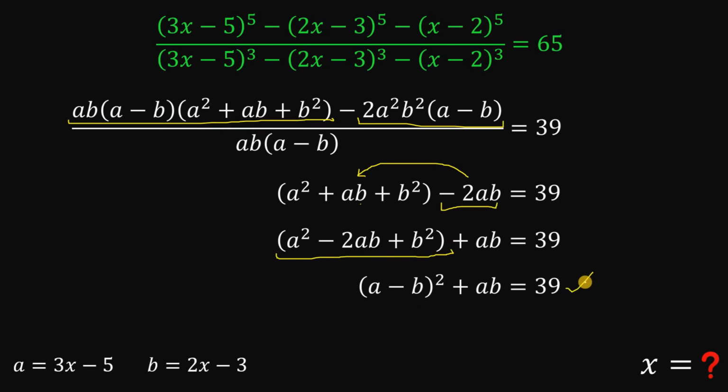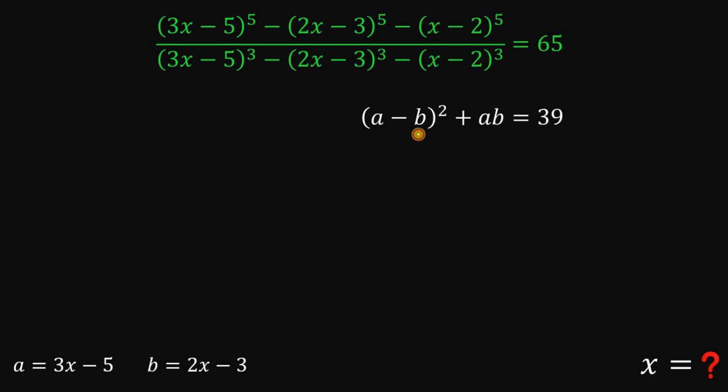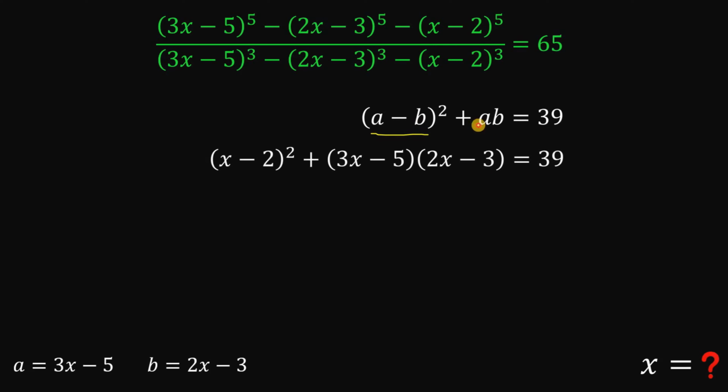Now, let's focus on this equation, because now we have a value for a minus b. This is x minus 2. And we have a value for a. This is 3x minus 5. And we have a value for b, which is 2x minus 3. So we can replace this a minus b, a, and b. Now, let's simplify this result.